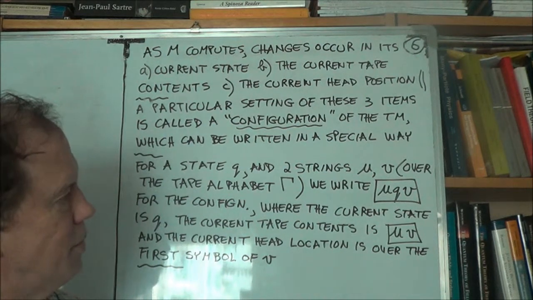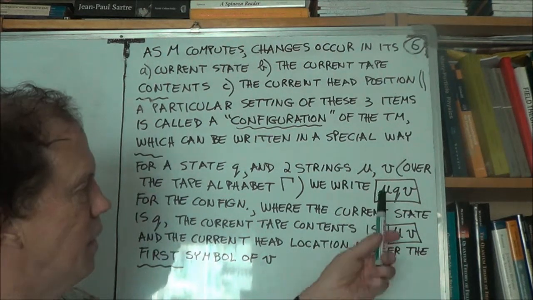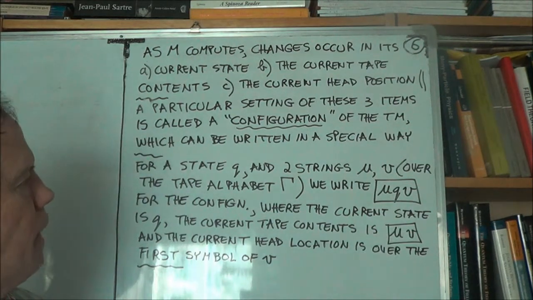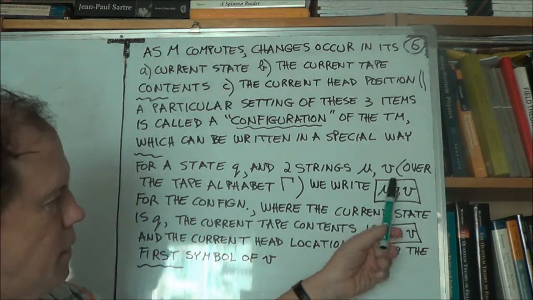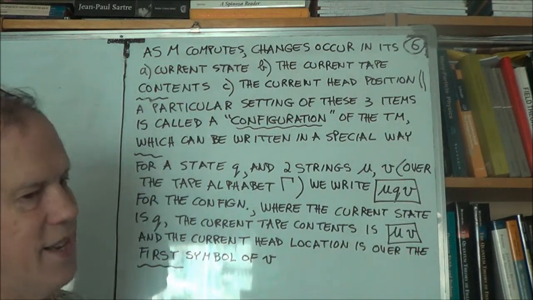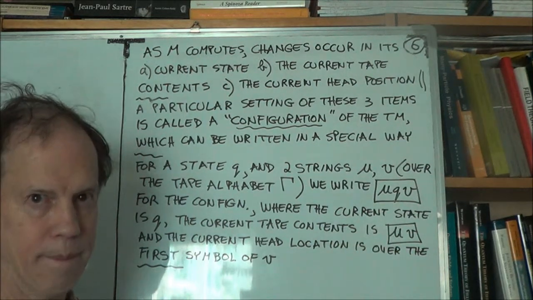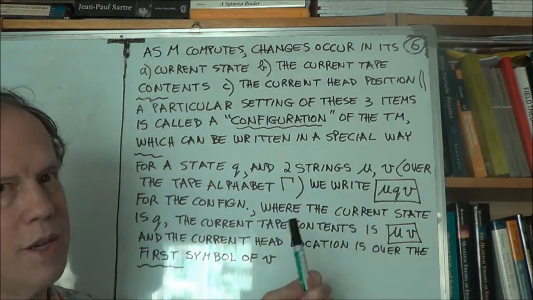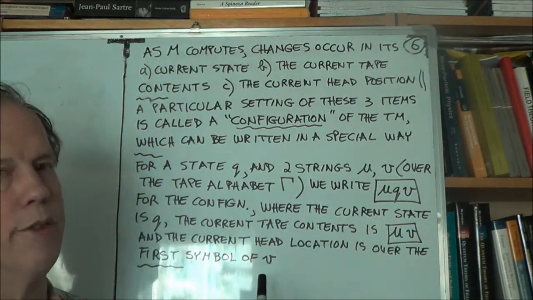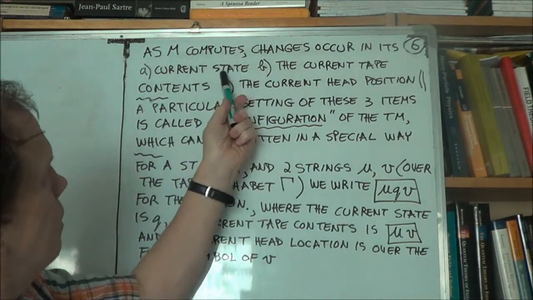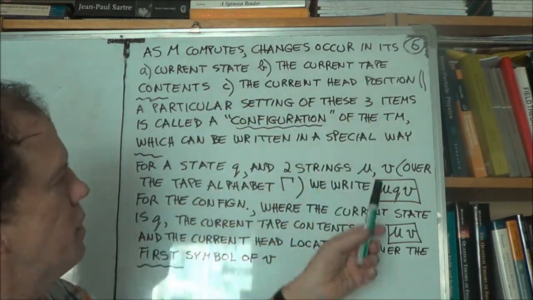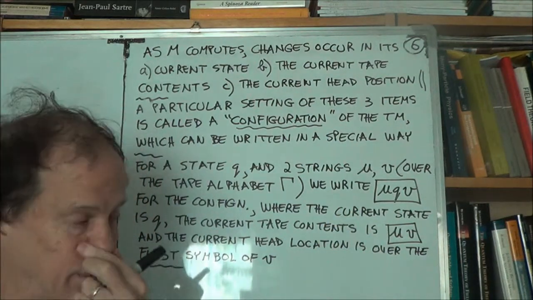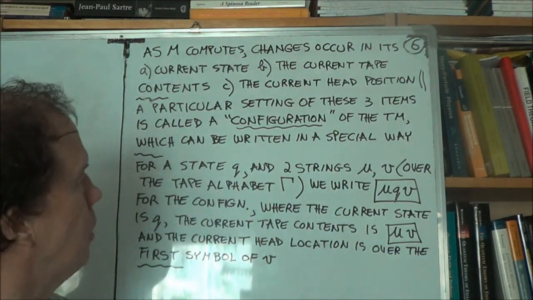Well, I don't want to call it a string, that's confusing. So this thing, UQV, right? How to interpret this? Now, if you see something like this, that is a configuration. Okay. So how do you extract the three items of information, current state, current tape contents, current head position, from this? Well, in the following way.